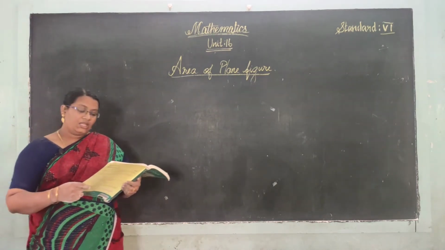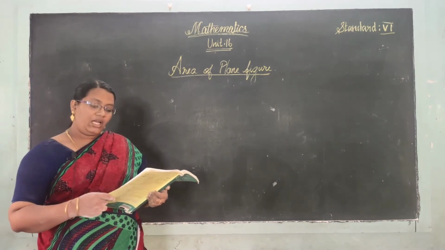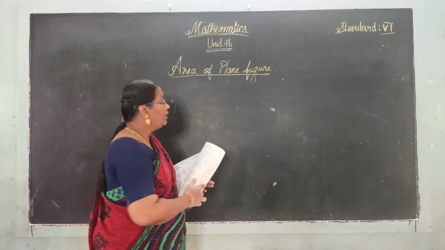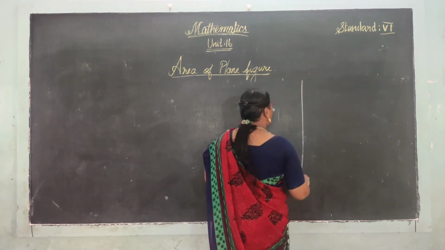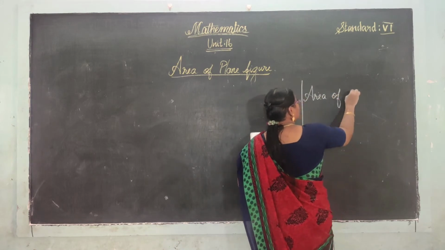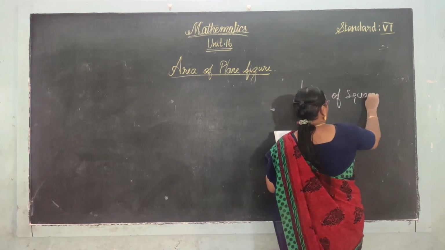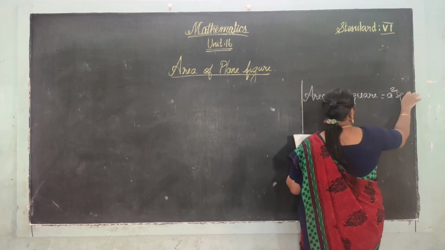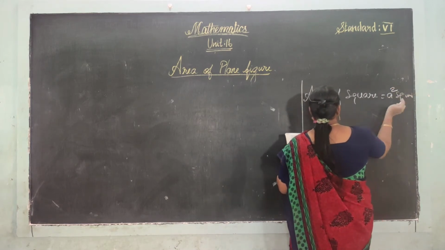Now see example 5. Find the area of the square whose side is 12 centimeter. Do you remember the formulas? Already we have learned about the area of a square. What is the formula? A square units. Okay, side into side.